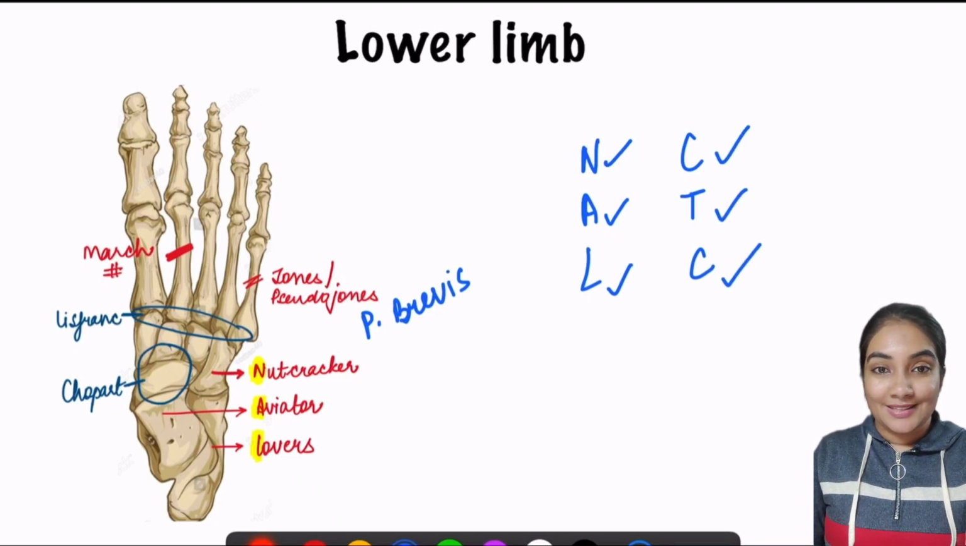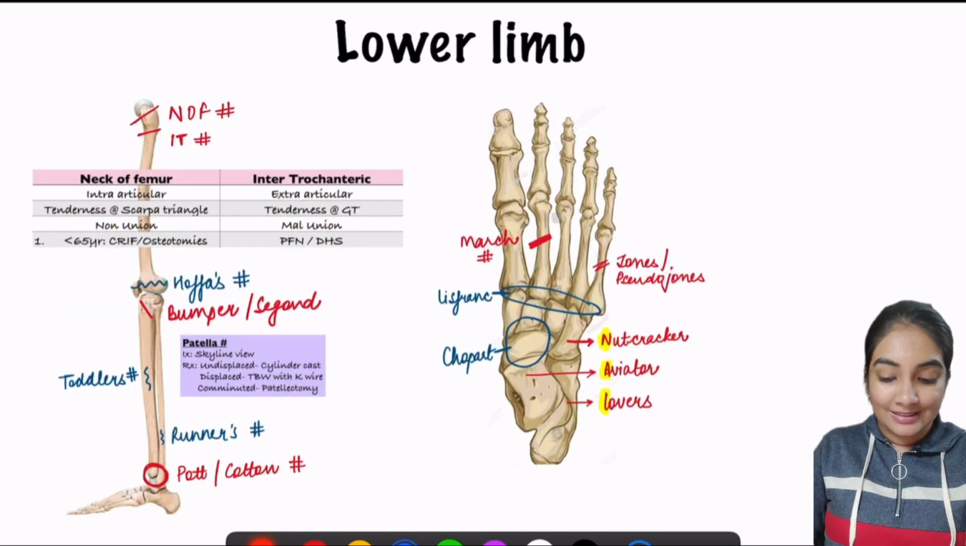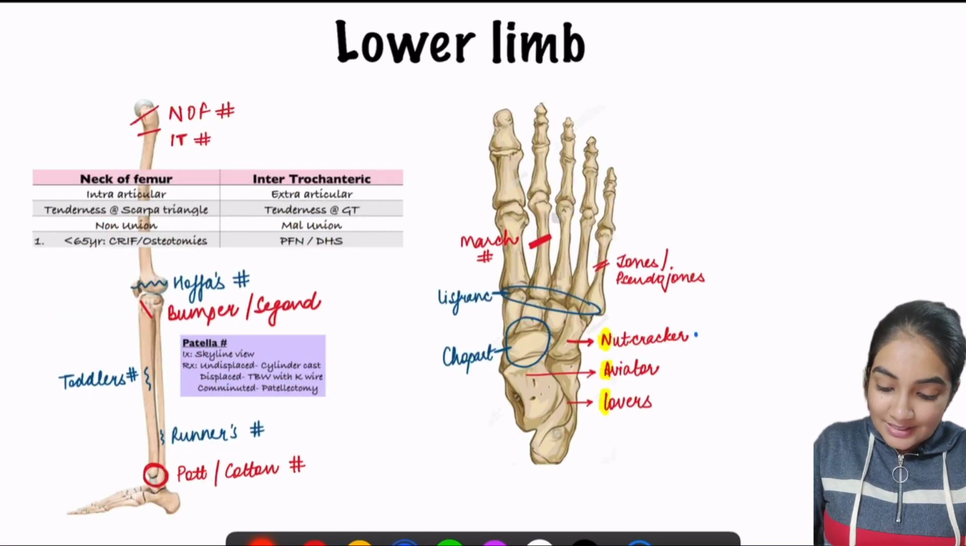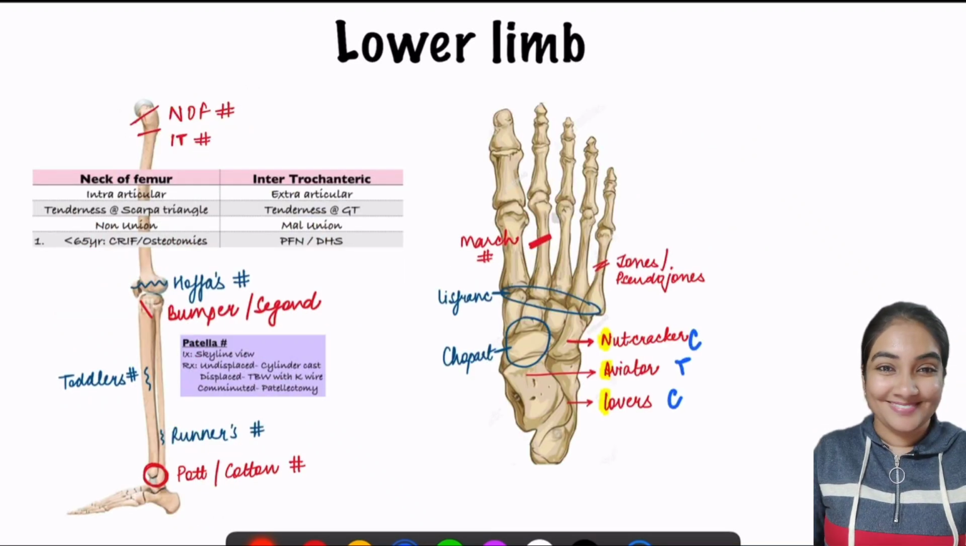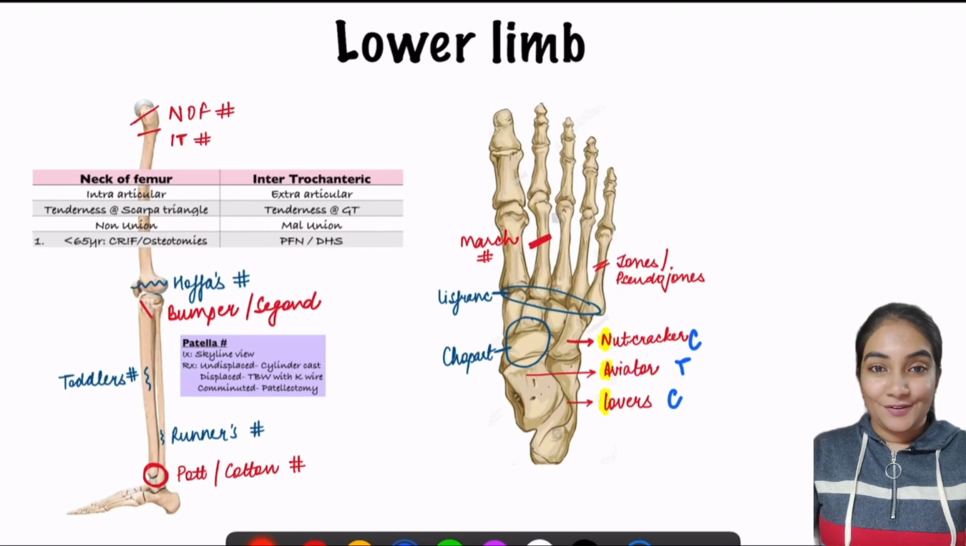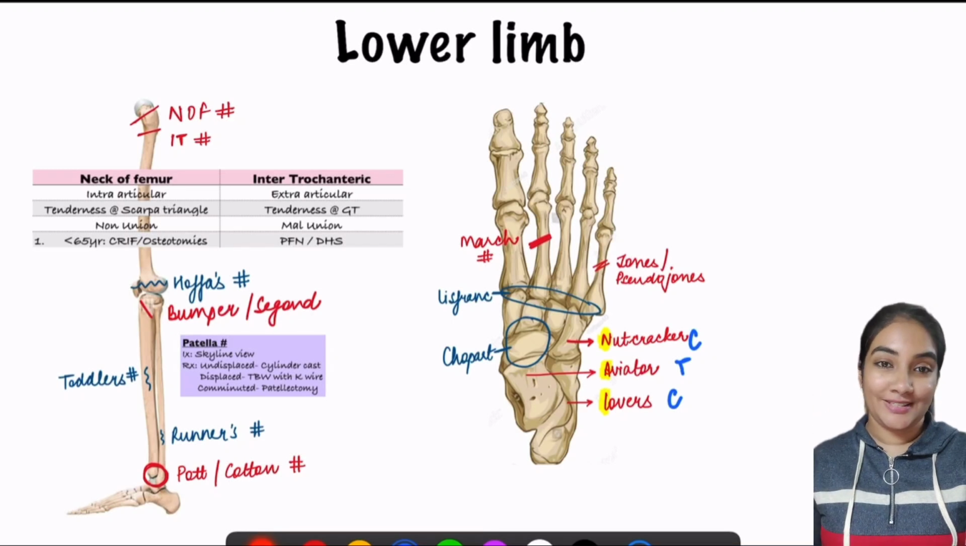Okay, so with this your lower limb also comes to an end. Again, compiling this on one page would look something like this. CTC. So with that, we come to the end of this video, the fractures of upper limb and lower limb as promised on one page each.